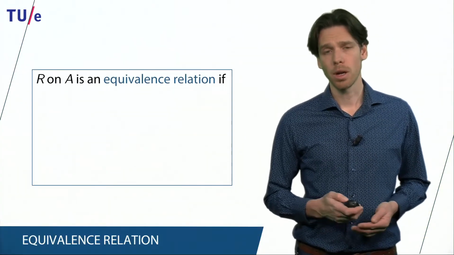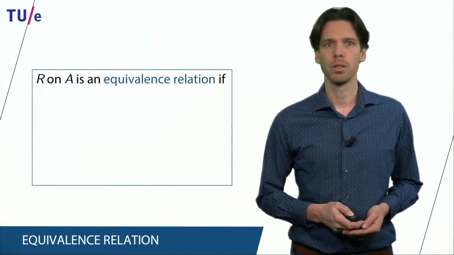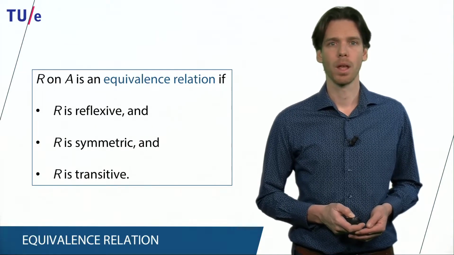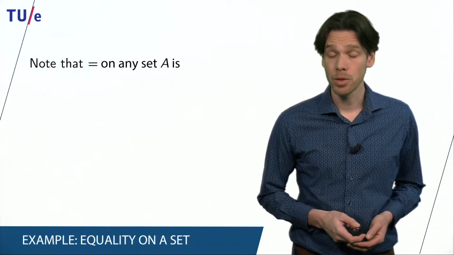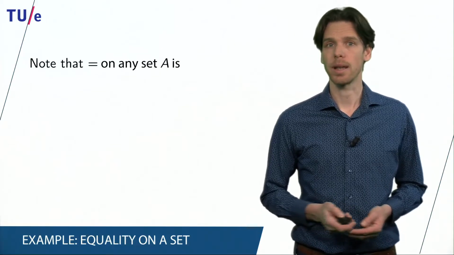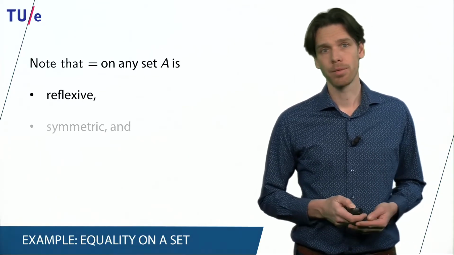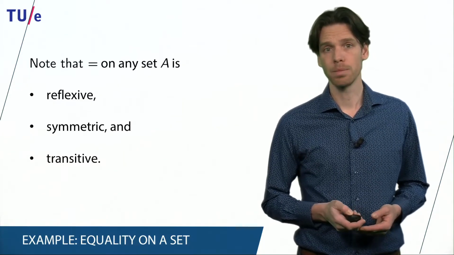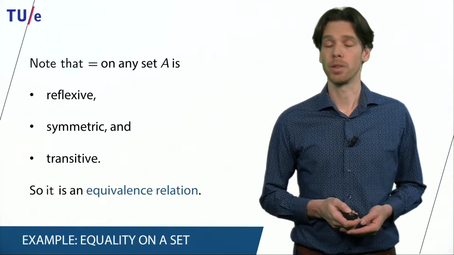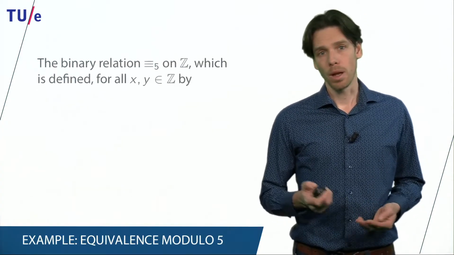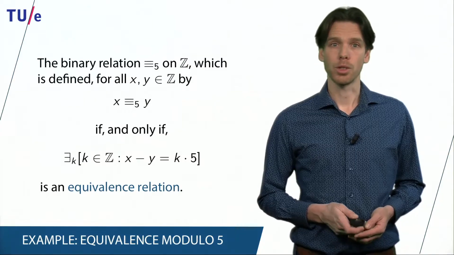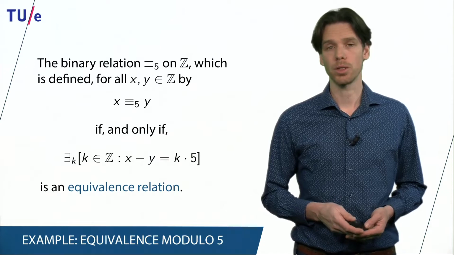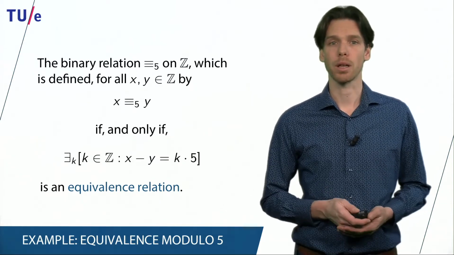Recall that a relation R on a set A is an equivalence relation if R is reflexive, symmetric, and transitive. Perhaps the prime example of an equivalence relation is equality defined on a set A. Equality is reflexive, symmetric, and transitive, as you can probably easily establish right now. So it is an equivalence relation. Another example of an equivalence relation is the relation is equivalent modulo 5. As we have extensively proved in the previous lecture, it is reflexive, transitive, and symmetric.